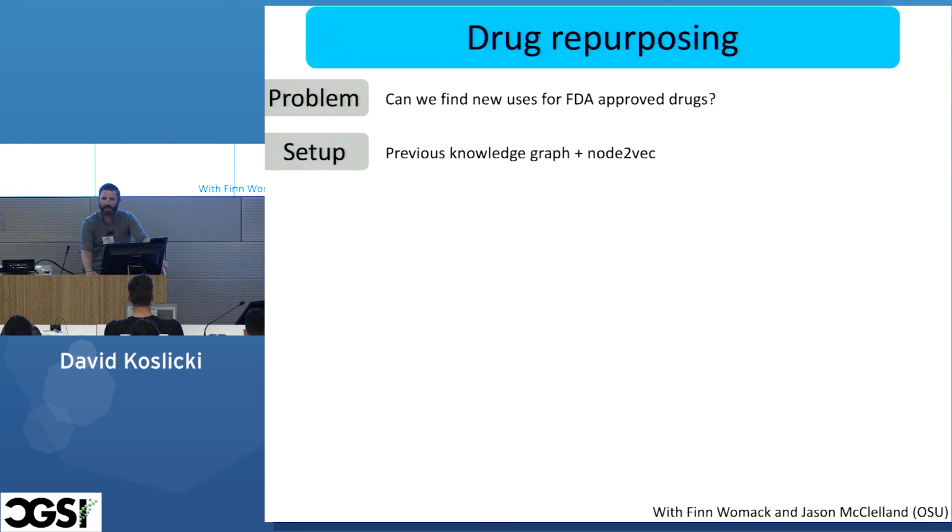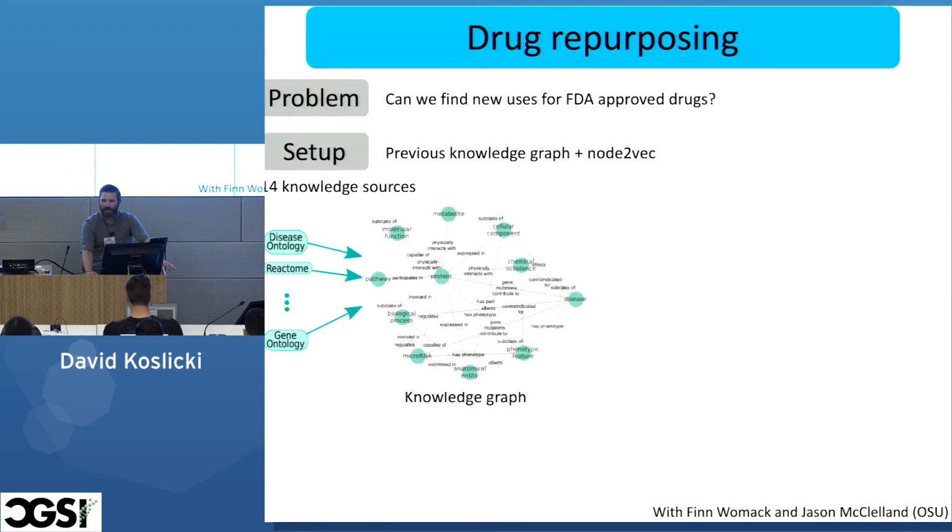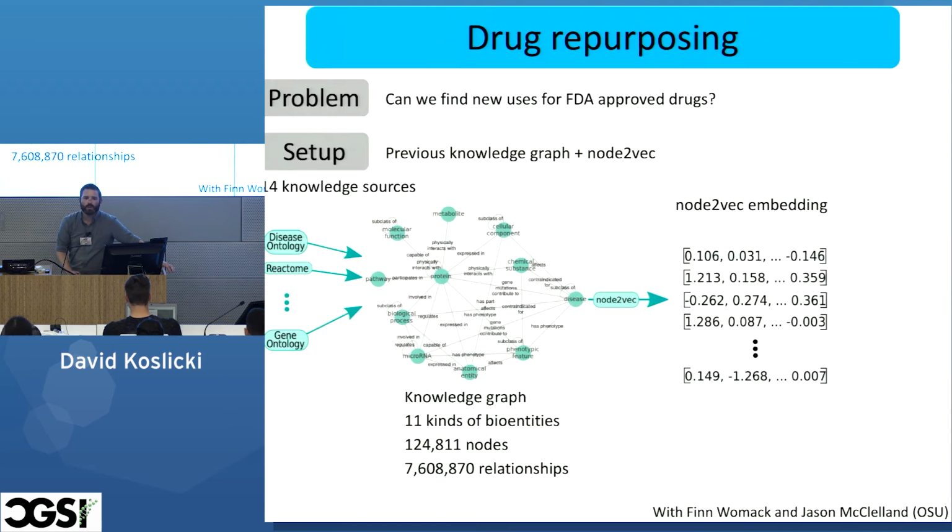So let's go ahead and use that previous knowledge graph that I talked about in the beginning, the one with hundreds of thousands of nodes and millions of edges, and throw it through node2vec. We had 14 different repositories of information, our big knowledge graph with 100,000 plus bioentities and a bunch of relationships. We're going to throw it through node2vec, so every single one of the nodes in our knowledge graph is then embedded as a big vector right here.